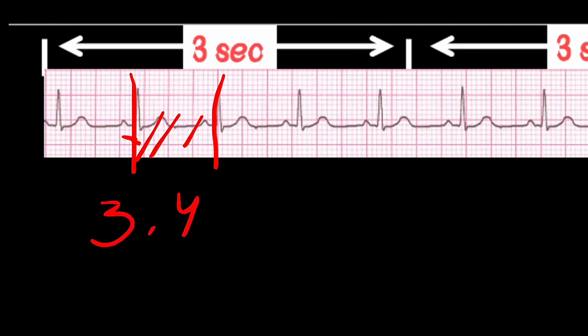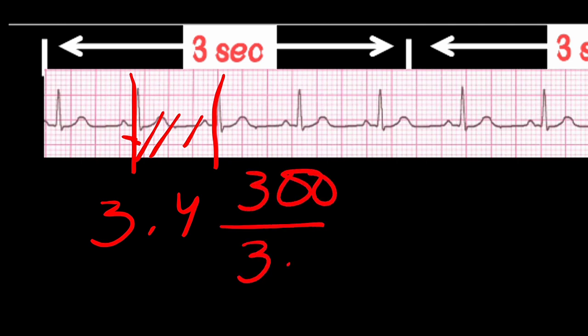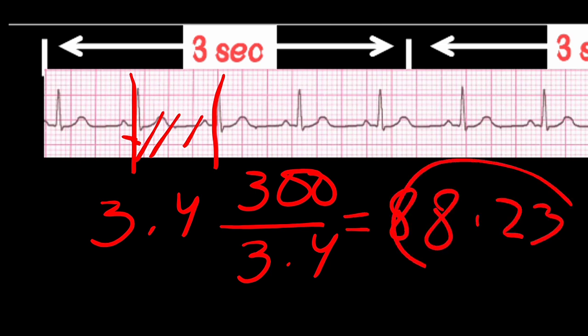Now we have to divide 300 by this. Let's see what the answer is. 300 divided by 3.4 makes 88.23. So this is your answer when you calculate the number of big boxes between the two R waves and divide 300 by it: it makes 88.23.